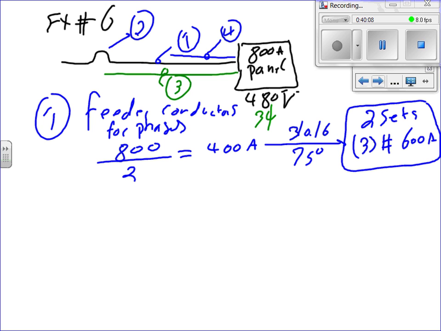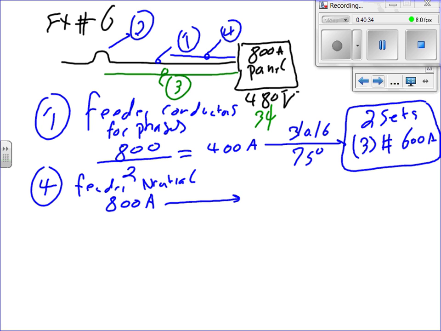Since I'm dealing with conductors, guys, I'm going to go ahead and size the neutral. So I'm going to jump to number 4, just to get the conductors out of the way. Number 4, feeder neutral. For feeder neutral, I have an 800 amp. Remember the calculation that allows you to derate the neutral?